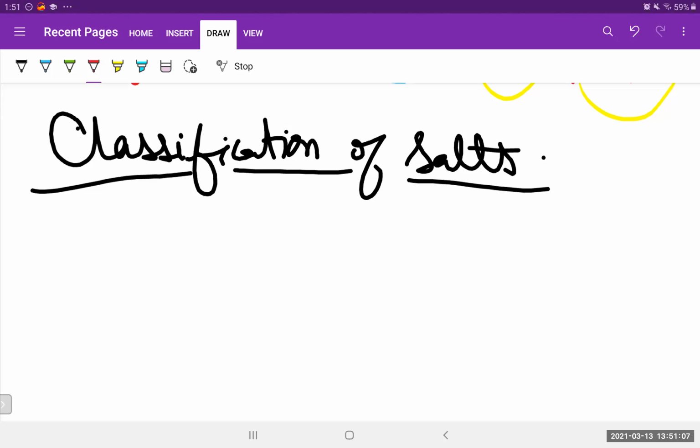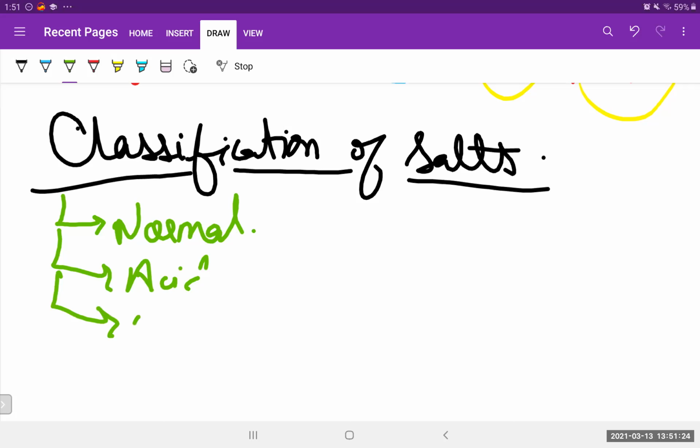So there are actually three types of salts. One is a basic salt, one is an acidic salt. But if it is neither acidic nor basic, then we call it a normal salt. So let's name it first. How many salts are there? Normal, acid, and basic. These all are salts.